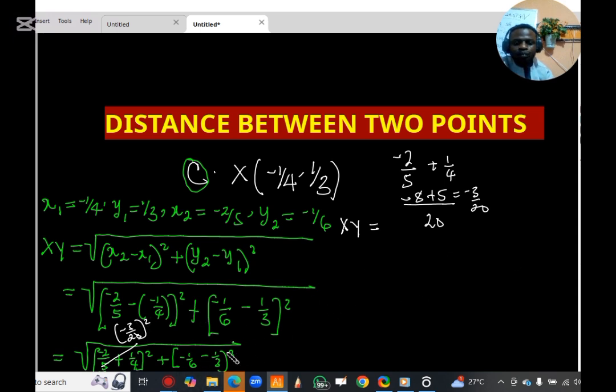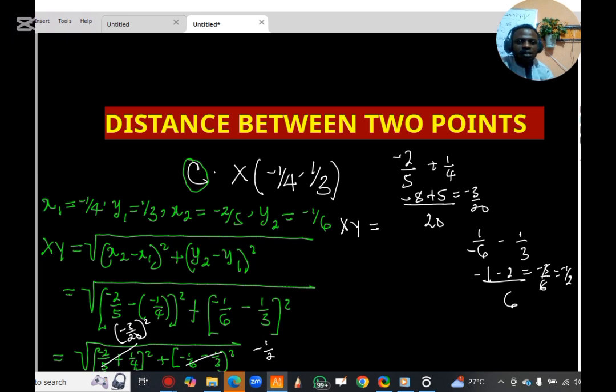Let's deal with this other side, which will be negative 1 over 6 minus 1 over 3. LCM is 6. 6 into 6 is 1, 1 times 1 is 1, so negative 1. Minus 3 into 6 is 2, 2 times 1 is 2. So you have it to be negative 3 over 6, which can be written as negative 1 over 2. So the whole of this is negative 1 over 2.